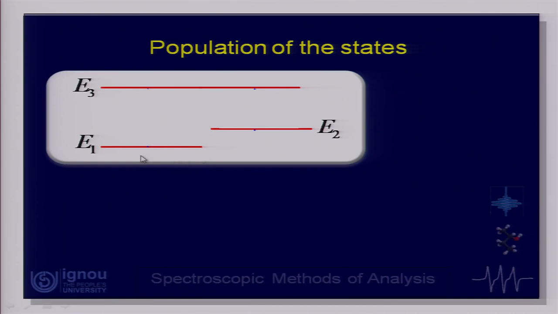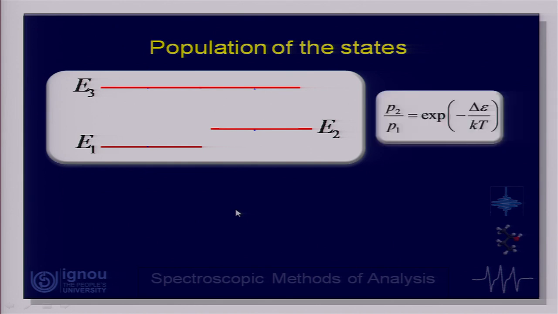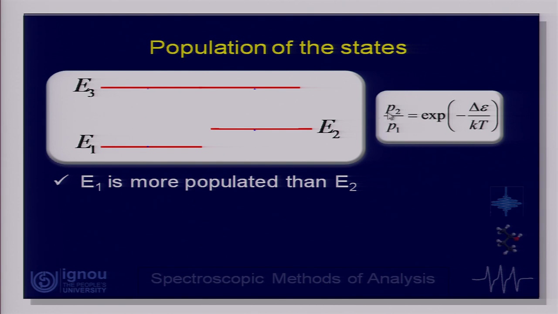For this again, I take up three different energy levels, say level 1 energy E1, level 2 energy E2, level 3 energy E3. And you remember from your basic understanding that according to the Boltzmann distribution, P2 by P1, that is the population of level 2 to the population of level 1, is given by the following Boltzmann expression, which is a very, very familiar expression for you, I am sure. And according to this, you find that level E1 is more populated than level E2 because this is a negative exponent. That means the population of level E2 is less than that of E1.